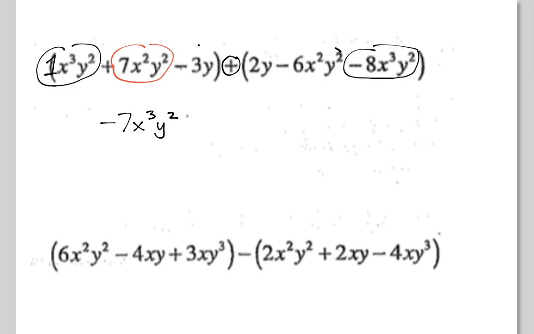Now for the x squared y squared, you have positive 7 take away 6. That leaves just 1. Do you have to write the 1? Could you? Do you need to? So that 1 is optional. And then the last one, negative 3y plus 2y. That leaves you negative y. Most people happy with that? Feeling good about the like terms?